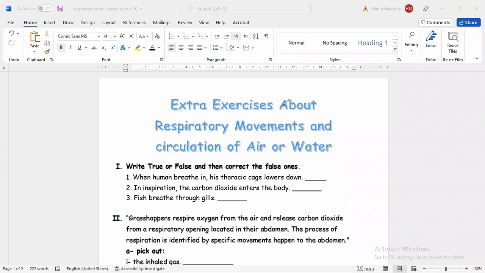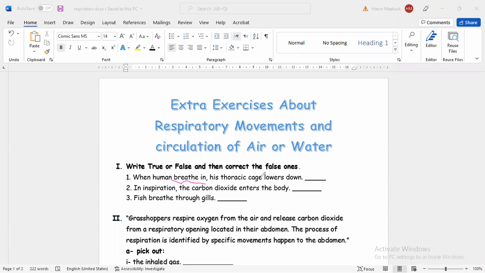Hello, this video is to show extra exercises about respiratory movements and circulation of air or water. We will start with the first question. Write true or false and then correct the false ones. When humans breathe in, his thoracic cage lowers down. Pay attention, we are talking about breathing in. That means it's inhale or inspire.